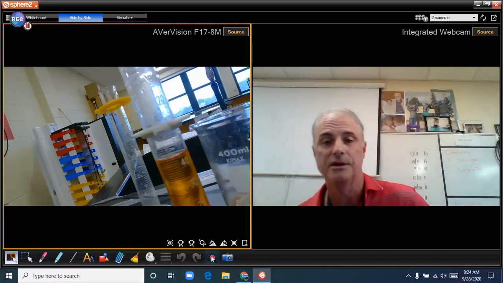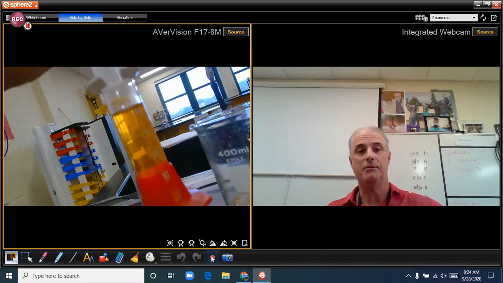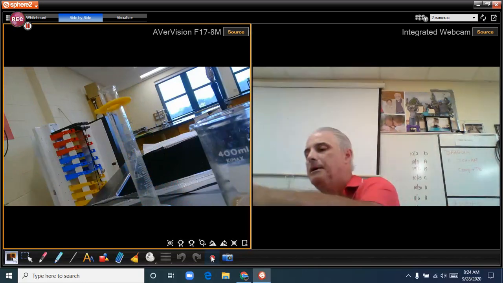That's cubic centimeters. So they actually do measure, even though it's in milliliters and liters, they actually do measure in cubic centimeters as well, cc. So anyway, let's get into why that works a little bit.